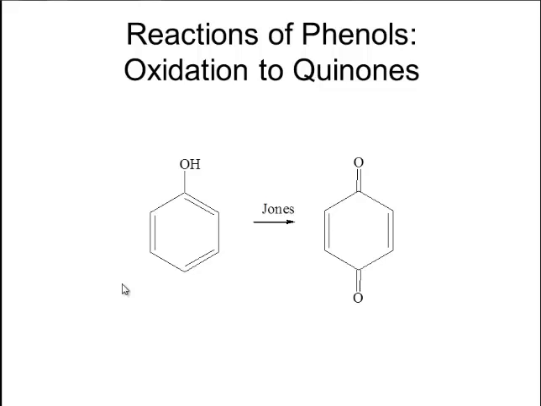Now you may question, what happens if there's already a group at the position para to the OH group? Like, let's say there was a bromine or, let's say, a methyl group at this position. And the answer is then no reaction occurs. You have to have that position open, in other words, with just a hydrogen on it, in order for the oxidation of phenols to form quinones.